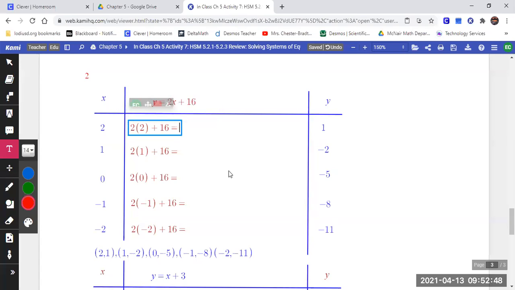We're doing the math part now. We got done with the copy and pasting part. 2 times 2. Solving the math part.